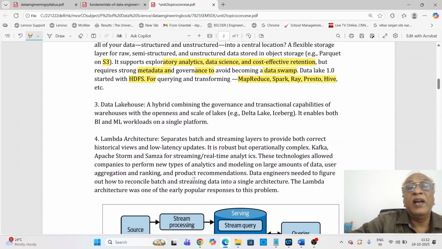You have data lakehouses also, which will be combining a data lake and a data warehouse, and it's a hybrid. So it will be combining the governance and transactional capabilities of a data warehouse with the openness and scale of lakes. So it will be enabling both BI and ML workflows. BI stands for business intelligence, ML stands for machine learning.